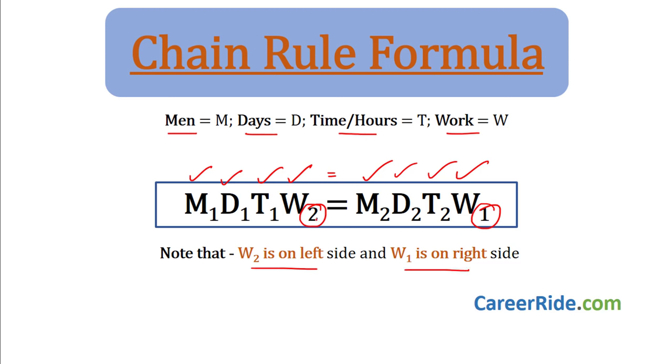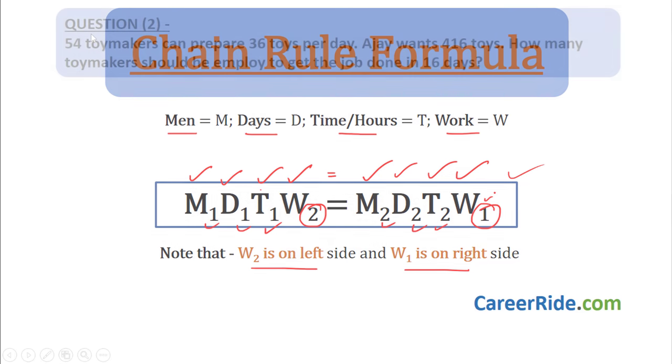We just need to multiply. 2 is over here, 1 is over here. Rest all the stuff is like that: 1, 1, 1 and 2, 2, 2. So, in chain rule, we just have to multiply men into days into time into work done in the second case. That would be equal to men into days into time into work done in the first case. Let's see how to use this to solve further sums.